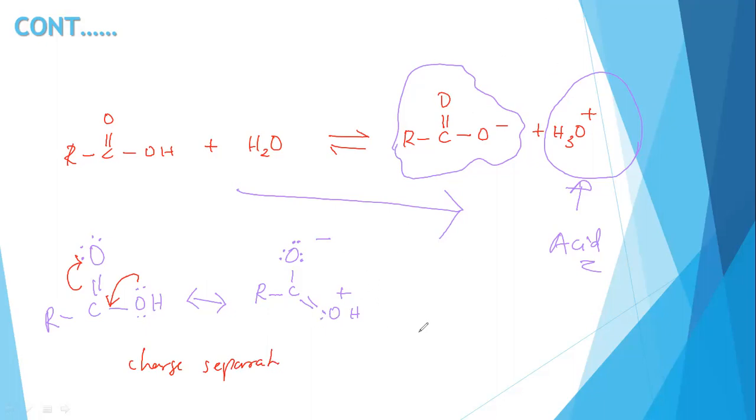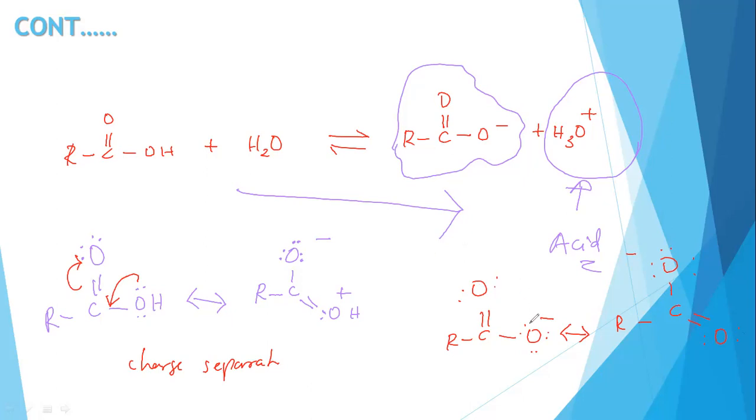When you speak about the carboxylate ion, what is happening here? RCOO minus. So what is the charge separation? It is able to produce RCOO minus, and this is the double bond. How does it happen?